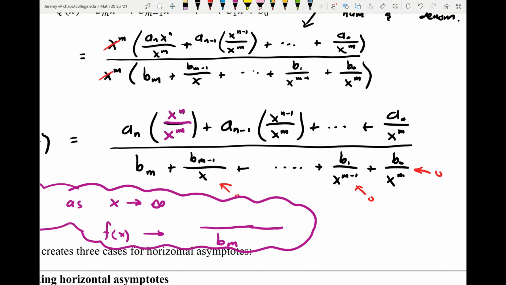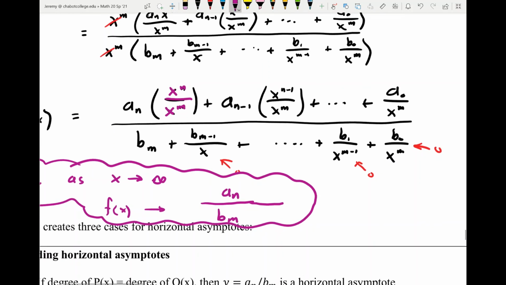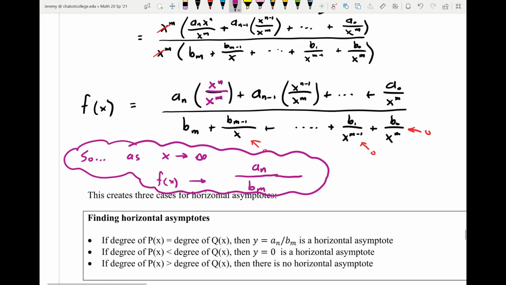So case 1, if the degrees are the same, up top we're just going to be left with a sub n. So case 1, the degrees are the same, and then we have a horizontal asymptote y equals a sub n over b sub n. To put this in simple language, this is the ratio of the leading coefficients.